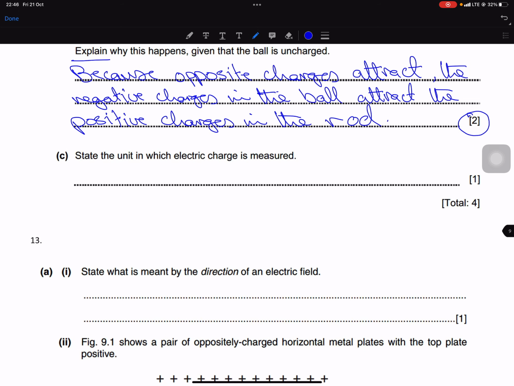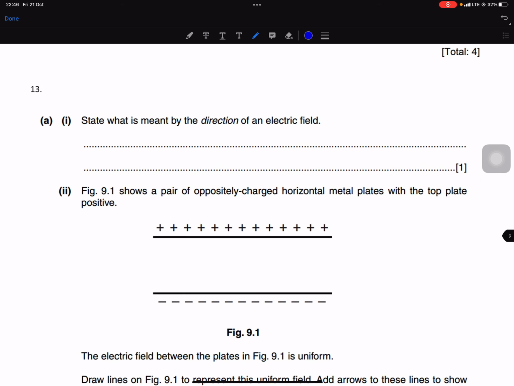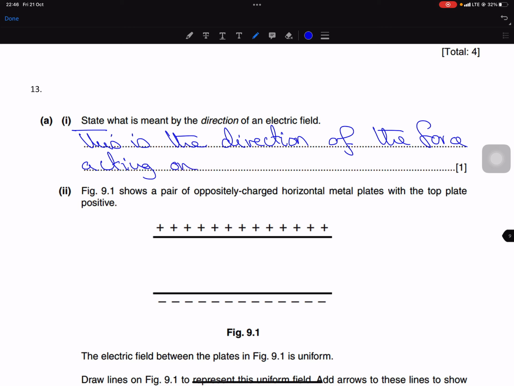All right, state the unit. So the unit is coulombs, capital C. State what is meant by the direction of the electric field. This is the direction of the force acting on a positive charge.